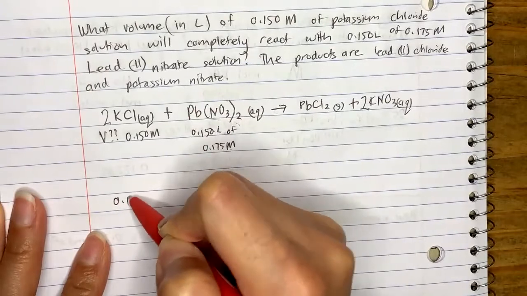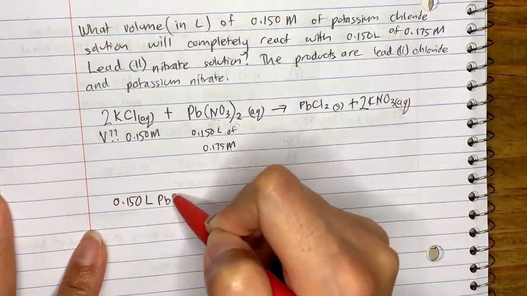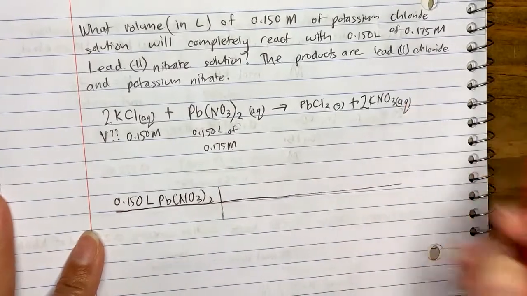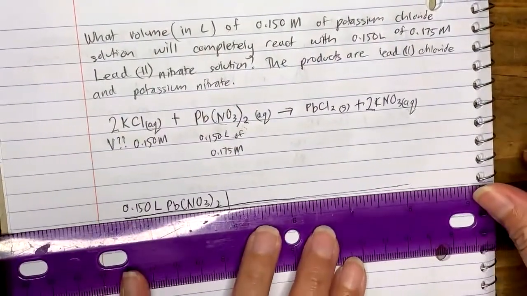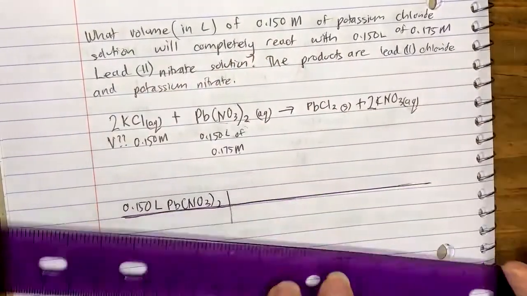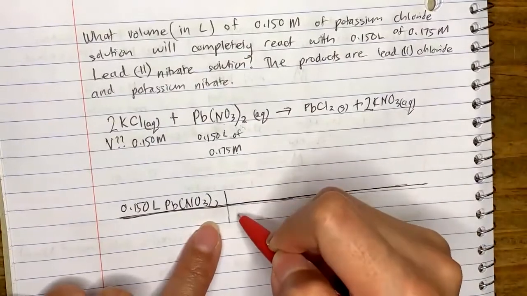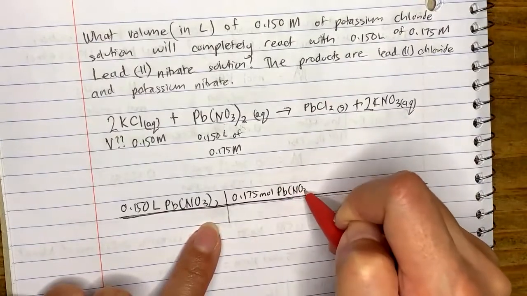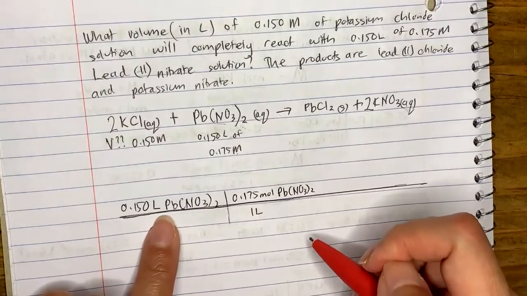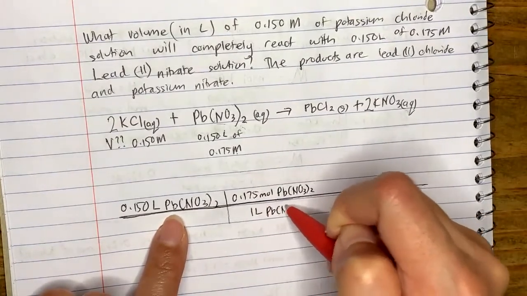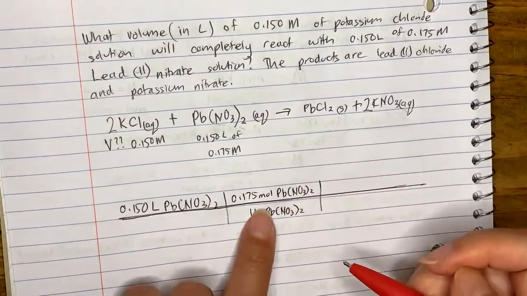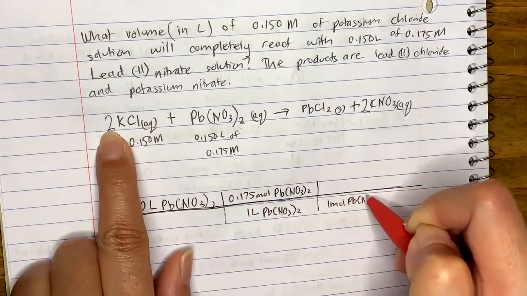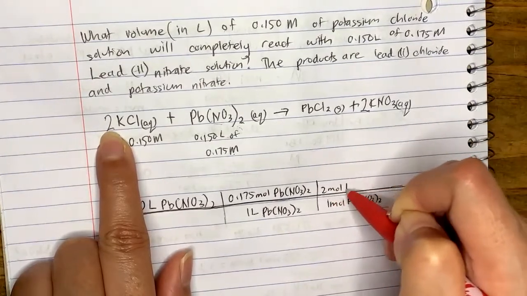Okay, so what I'm going to do is start by saying, well, I know I have 0.150 liters of Pb(NO3)2. Now what I'm going to do is use my molarity. And my molarity is 0.175 moles of Pb(NO3)2 per 1 liter. Okay, so now I can cancel out the liters, and after that, I have moles of Pb(NO3)2. The ratio is 1 mole of Pb(NO3)2 to 2 moles of KCl.